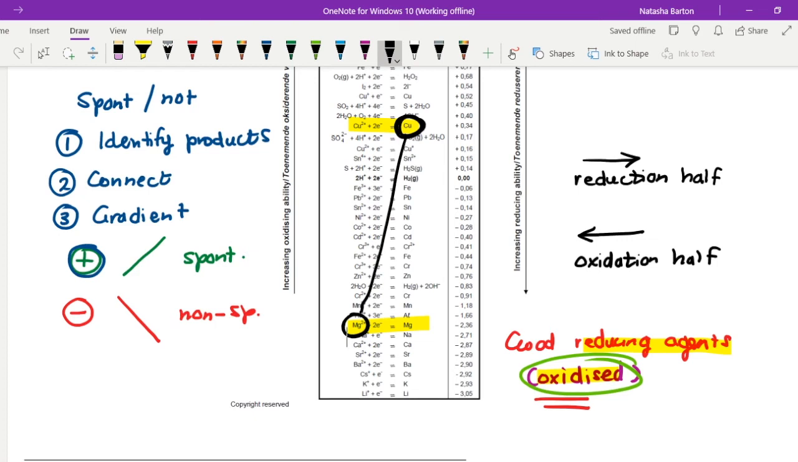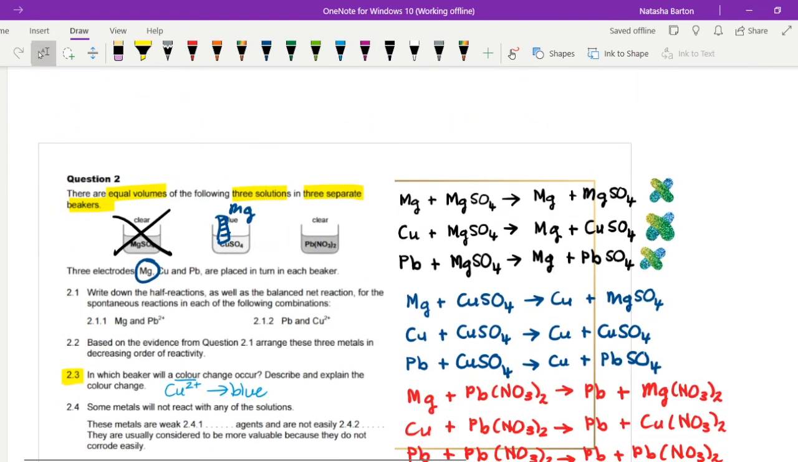Positive gradient. So what does that mean? It means that the reaction will take place spontaneously. That's what it means. This will happen on its own. And since my copper goes from being in ionic form to solid form, what is happening is that the blue is going to start to disappear.